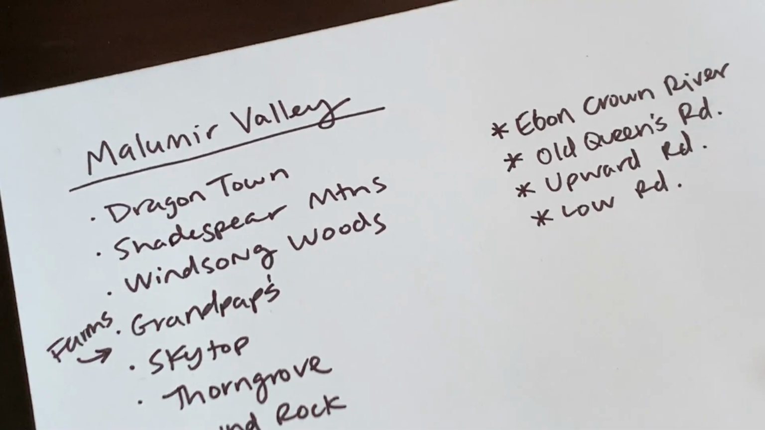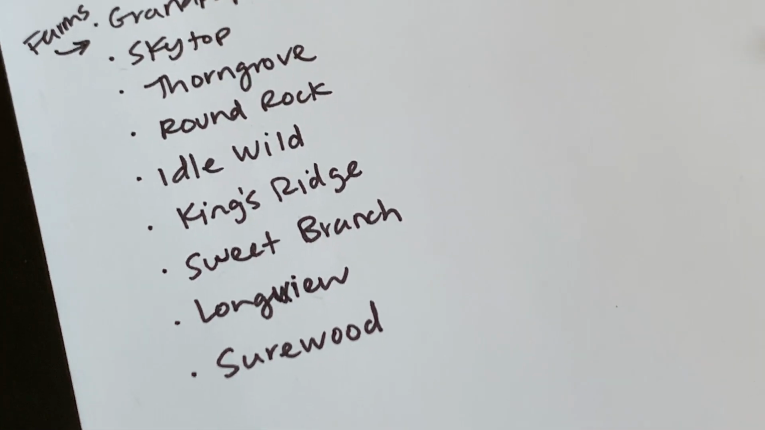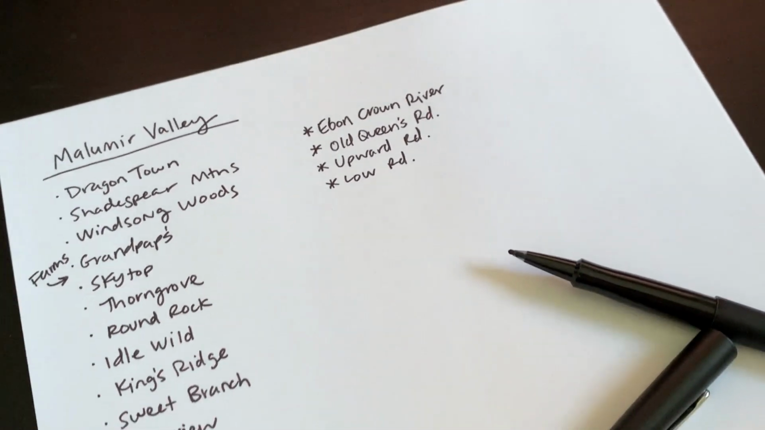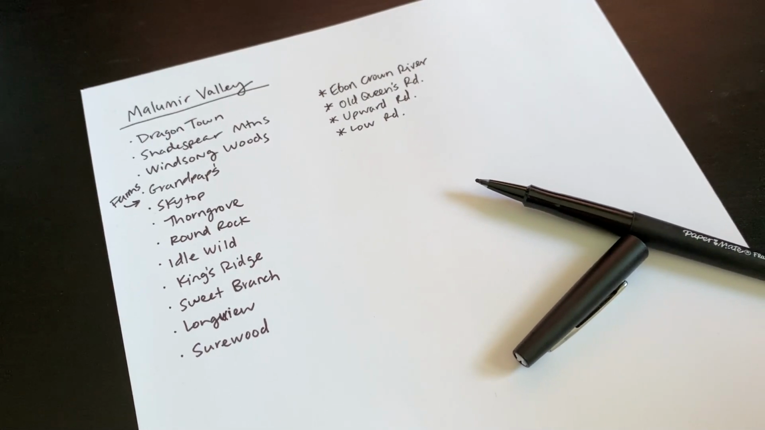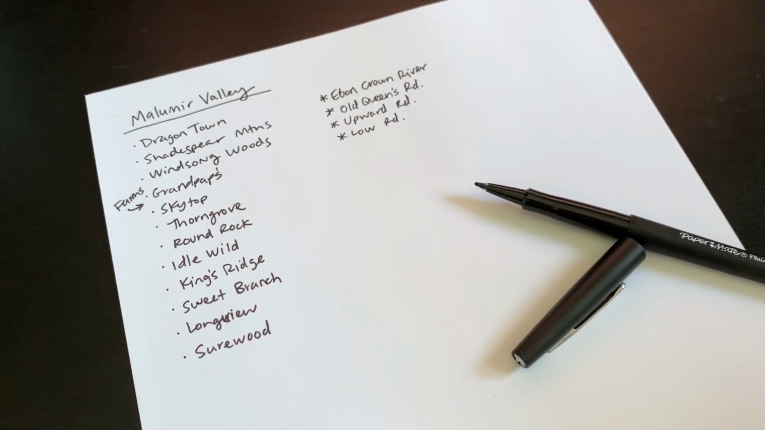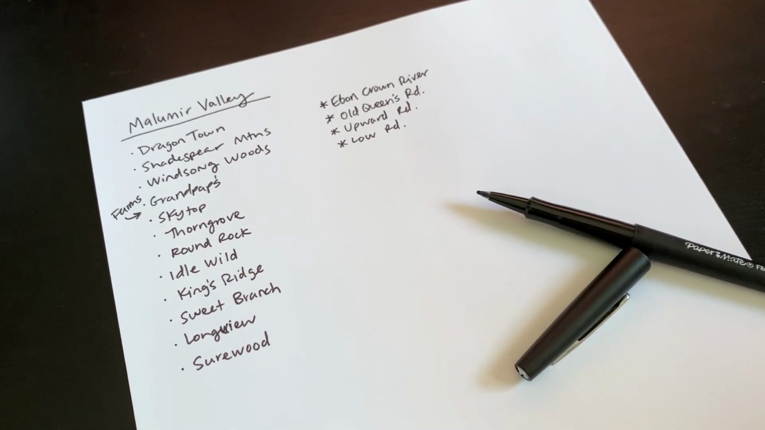So regardless of the type of map that I'm making, I always start out by writing down a list of all the key locations. So for this Malomir Valley map, obviously Dragontown is going to be in there. There are the Shadespeare Mountains and the Windsong Woods, and then there are all the magical apple farms that fill up this entire valley. I guess there's also a river that runs through the valley and the roads that lead in and out and to Dragontown as well.